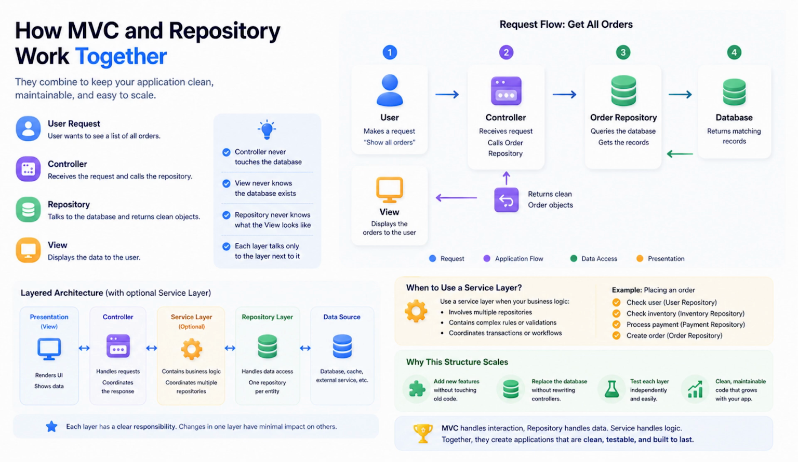This structure scales. You can add new features without touching old code. You can replace the database without rewriting your controllers. You can test each layer independently. That is the power of these patterns working together.